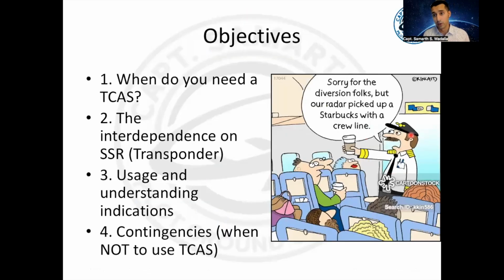The objectives. What are we going to discuss today? Point number one, we will talk about when an aircraft begins to need a TCAS. Are all aircraft required to have TCASs? No. So let's talk about when an aircraft begins to need a TCAS.